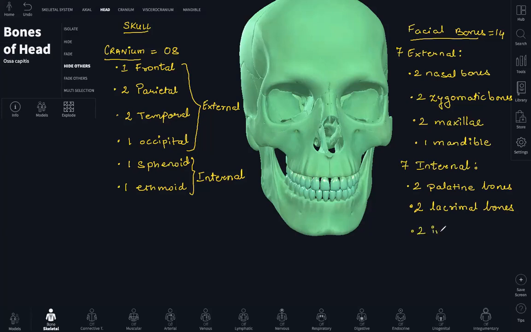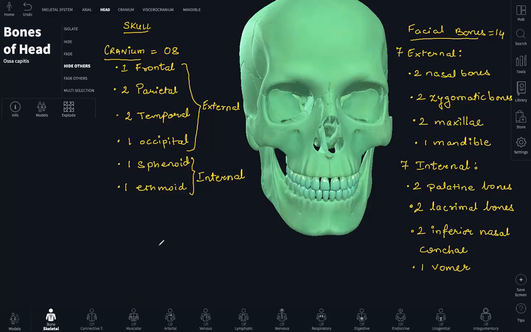Then you have 2 inferior nasal conchae and a single vomer. So you can see that 7 external, 7 internal bones together make up your entire face.